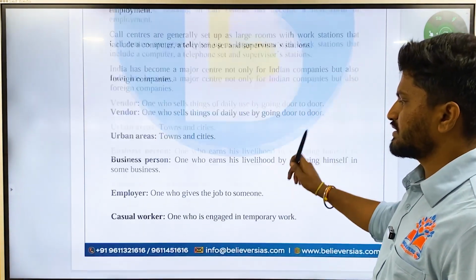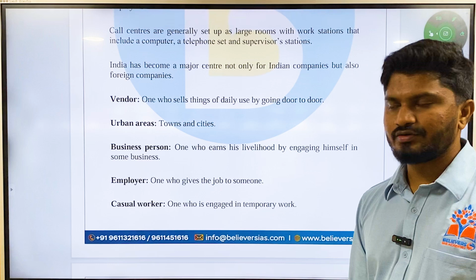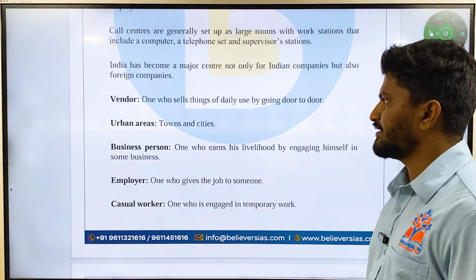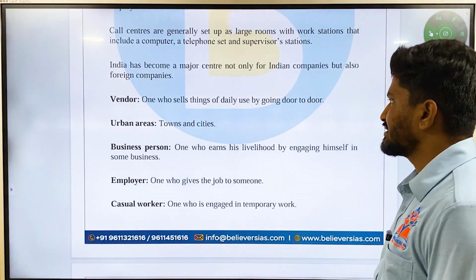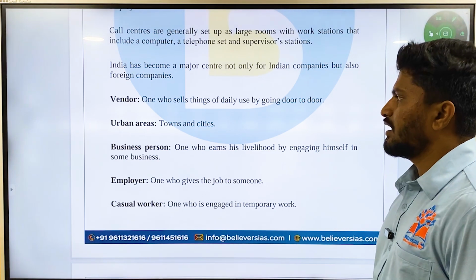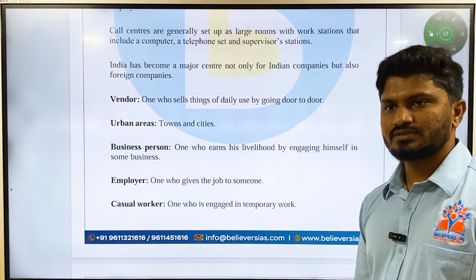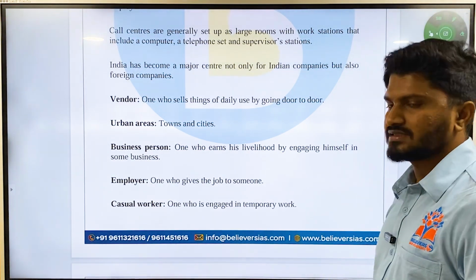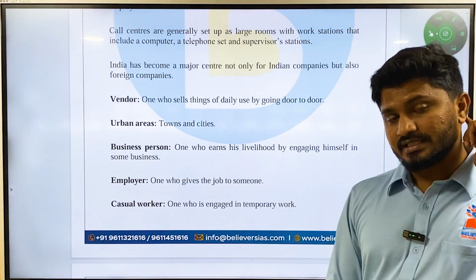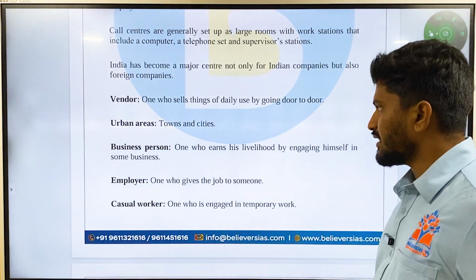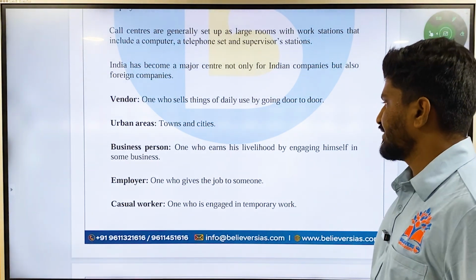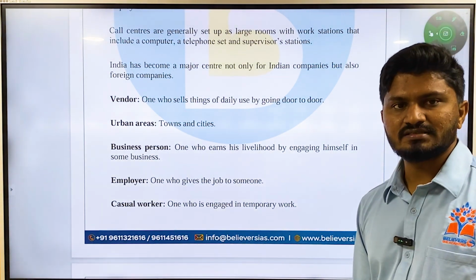Okay, so these are the different types of employers and livelihoods in India. Urban areas: vendors are those who sell things on a daily basis, going door to door. In urban areas there are different types, towns and cities. Towns are a bit smaller, whereas cities are larger. Within cities there are metropolitan cities which are even larger. And business persons are ones who earn a livelihood by engaging themselves in some sort of business.